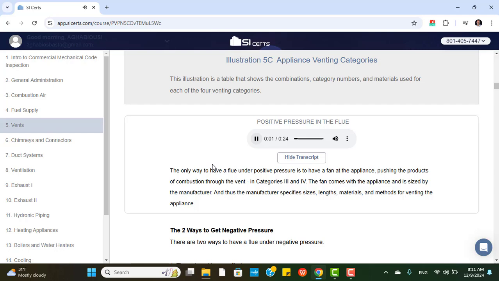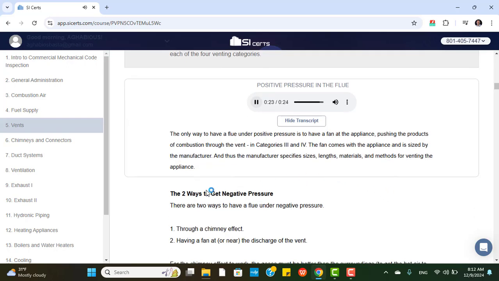Positive pressure in the flue. The only way to have a flue under positive pressure is to have a fan at the appliance, pushing the products of combustion through the vent in categories 3 and 4. The fan comes with the appliance and is sized by the manufacturer, and thus the manufacturer specifies sizes, lengths, materials, and methods for venting the appliance.